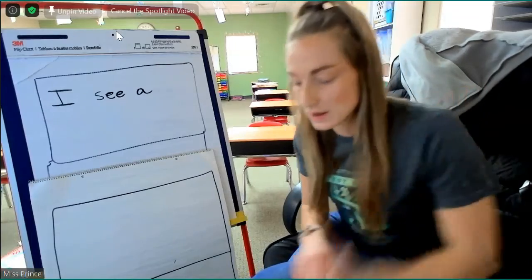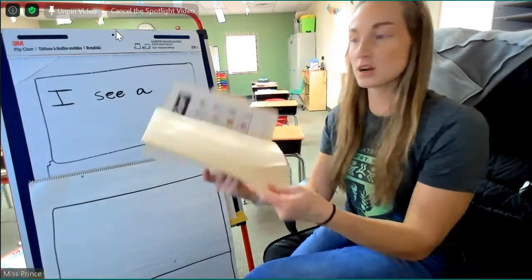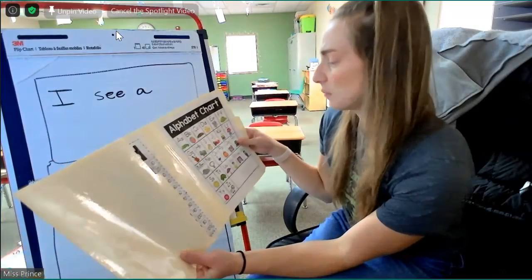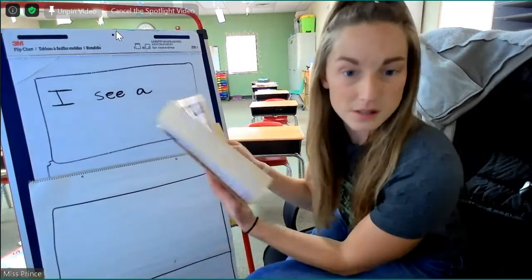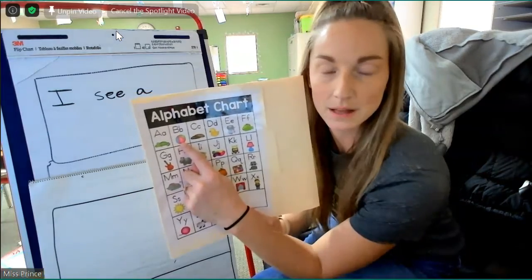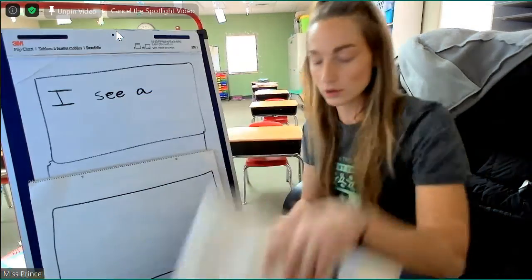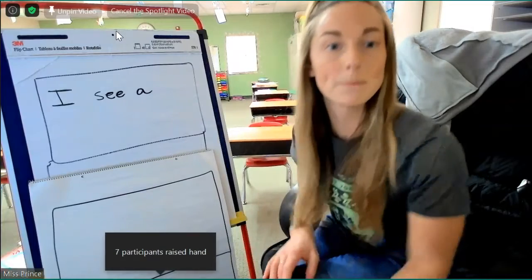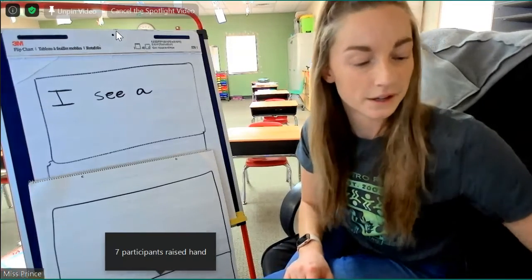So I am looking to see what that first sound is. B, b, b. If you need help, use your alphabet chart. Look at the pictures, and if you hear the same sound as the picture, that's going to help you choose the right letter. So, b, b, b. I see a b. Cruz, can you tell me the first letter I need? I'm spelling the word big.